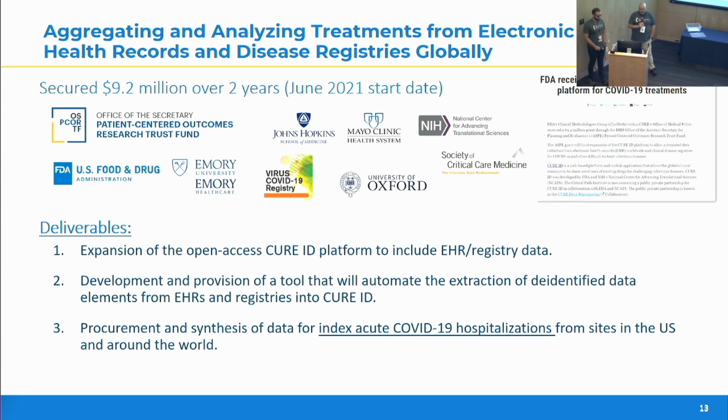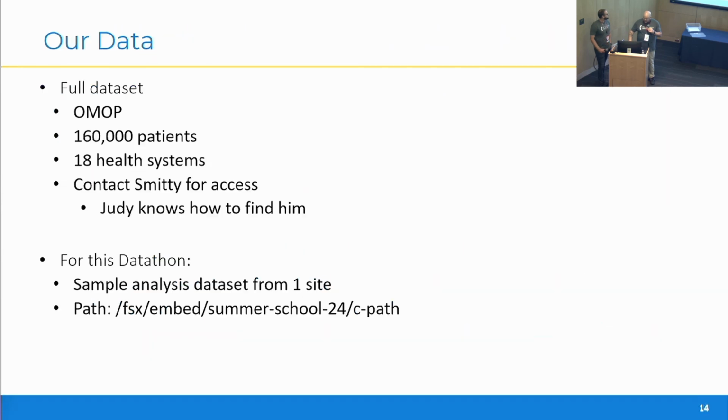It started in June 2021. You can see our list of partners. Emory University was a primary institutional partner, and we're very thankful for them. They were able to make some of their data available for y'all for this week. But we obviously couldn't make the whole data set available due to some licensing issues. Our full data set is fully specified under the OMOP pre-configured rule system, or common data model. There are 160,000 patients represented in 18 healthcare systems. It is the index hospitalization for acute COVID-19 among all those patients.